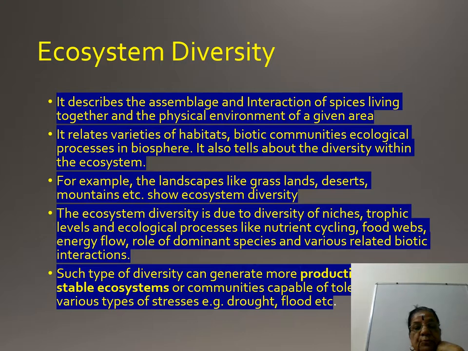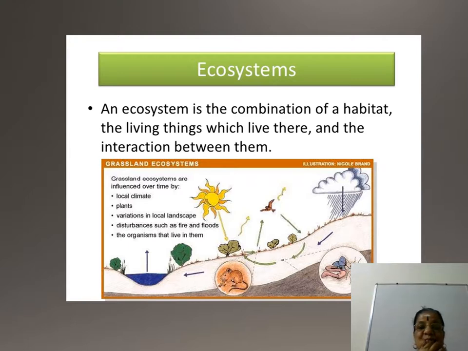Such a type of diversity can generate more productive, stable ecosystems and communities capable of tolerating various types of stresses such as drought and flood. I hope you understand. So this is ecosystem diversity. Here I have only explained the concept. The textbook content I will cover in the next video session. Okay? The next one is example.